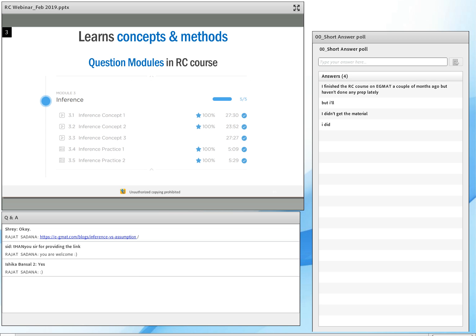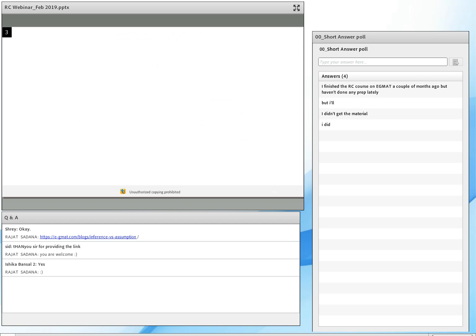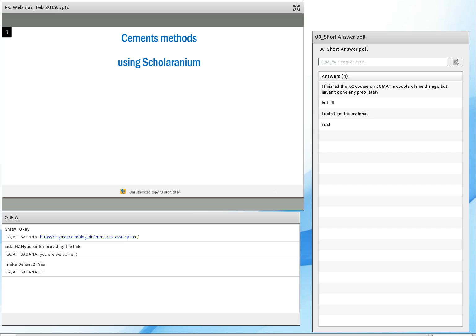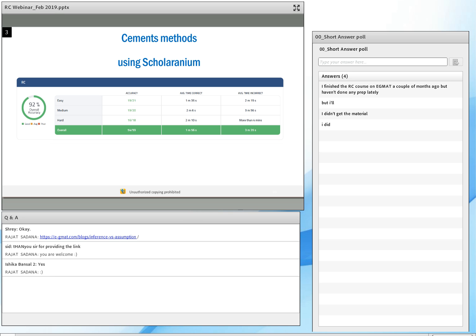Similarly, in inference, we actually teach you what is inference in the context of RC. You have 3 concepts, you have 2 practice files over there. And again, the whole point is that even before you start solving full passages, you have the right foundation to approach them. And then you apply this. You have application modules, you have practice modules, and then you have the Scholaranium platform, which will tell you how you should have read each and every line. And then you can track your improvement in Scholaranium.